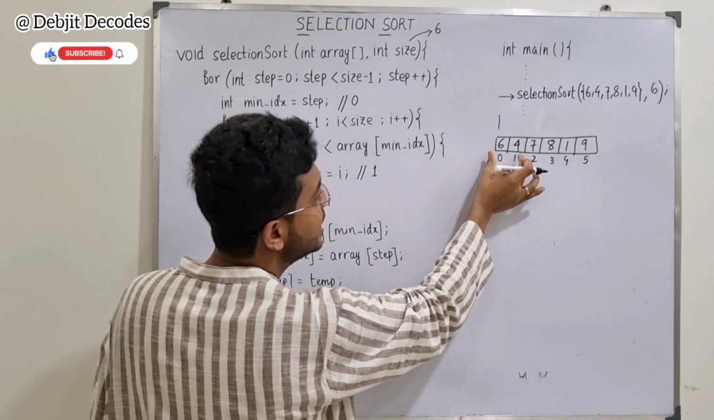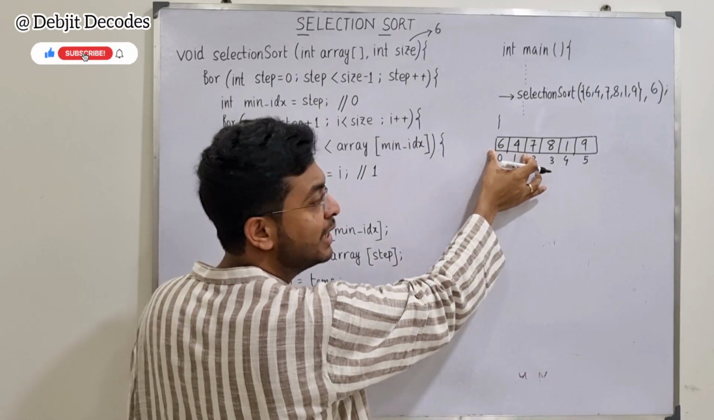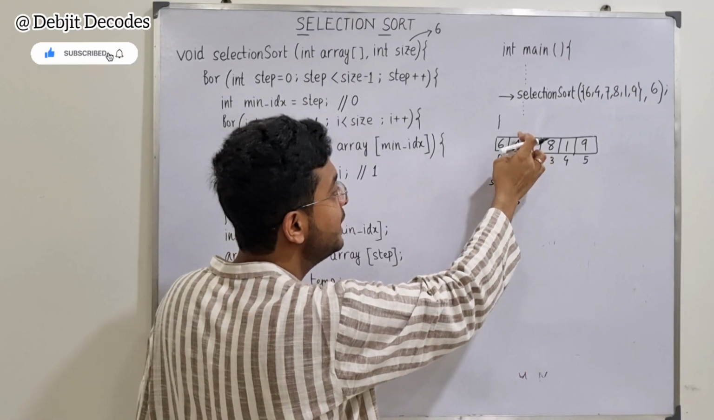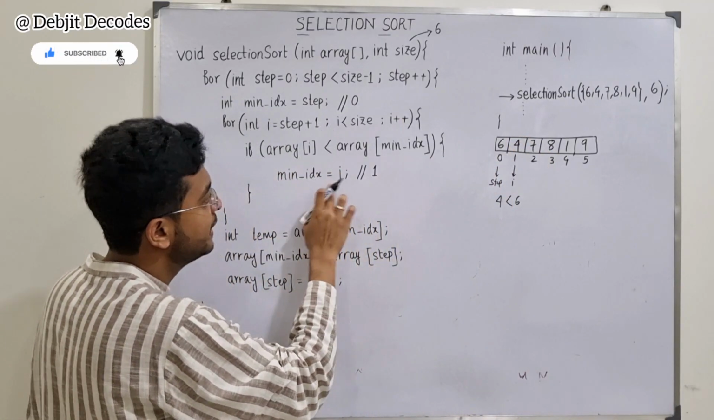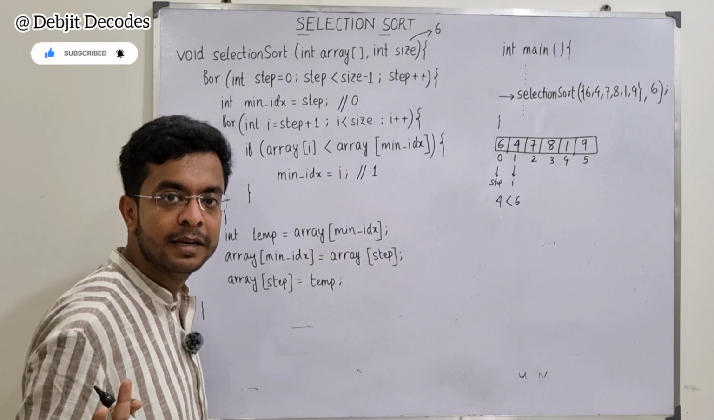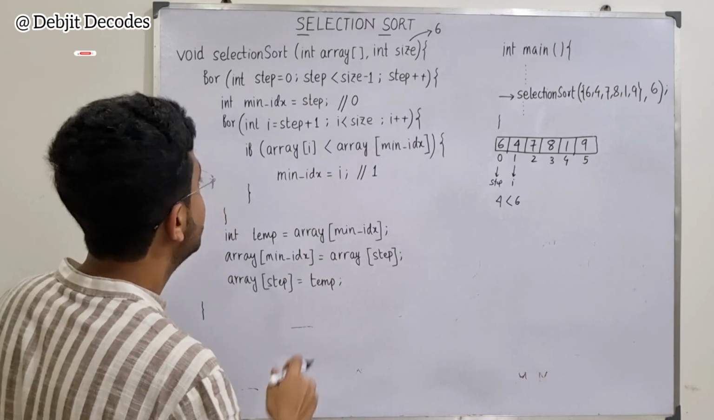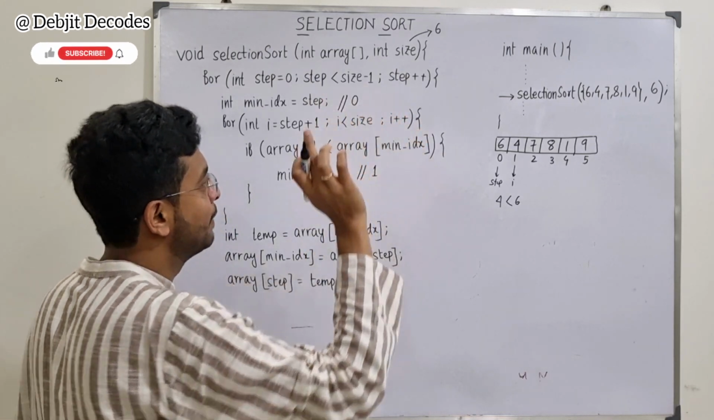Because obviously this has seen only these two. Suppose the array was having only these two elements. So this was the min index. So that's why it is updating the min index as 1, because 4 is less than 6. Right? I hope it is clear. Now it will go back again and do i plus plus.